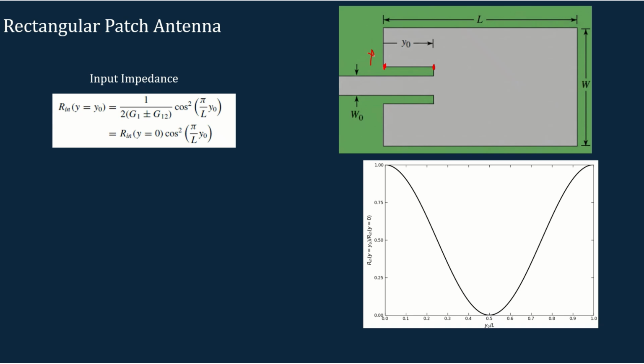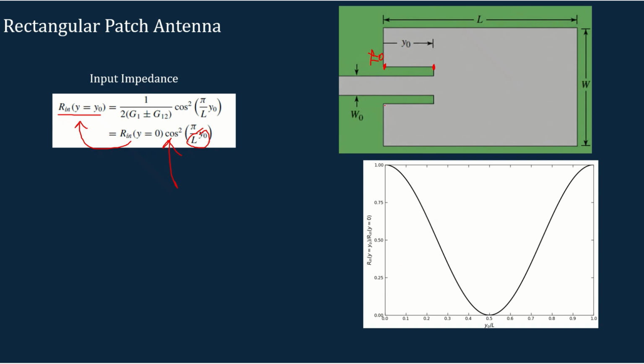So this is the position where y equal to 0. R in y equal to 0 is proportional to cos square pi by L lambda 0. So it has a cosine distribution with respect to the length and the offset distance. If you divide r in y equal to y0 by r in y equal to 0, that is plotted here, you can have a cosine distribution with respect to y0 by L. So that is plotted here. I will explain what is the physical importance of this.